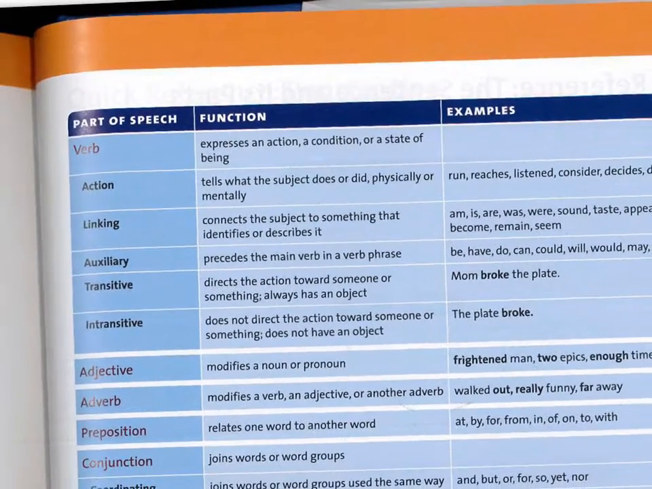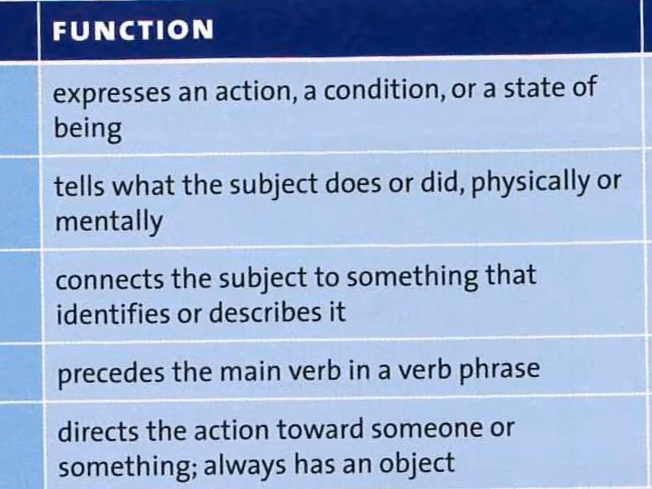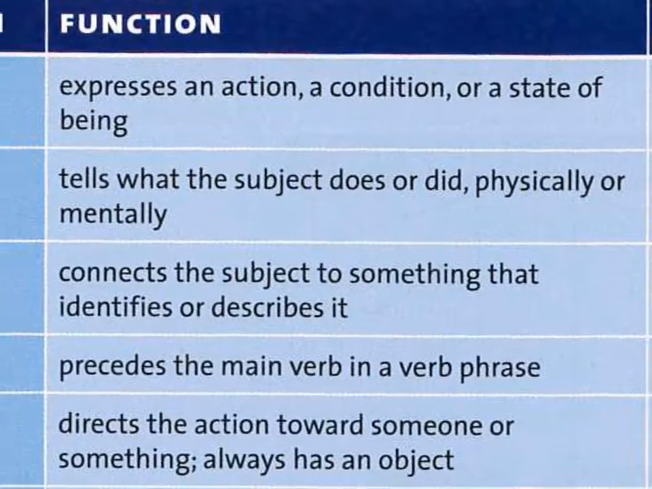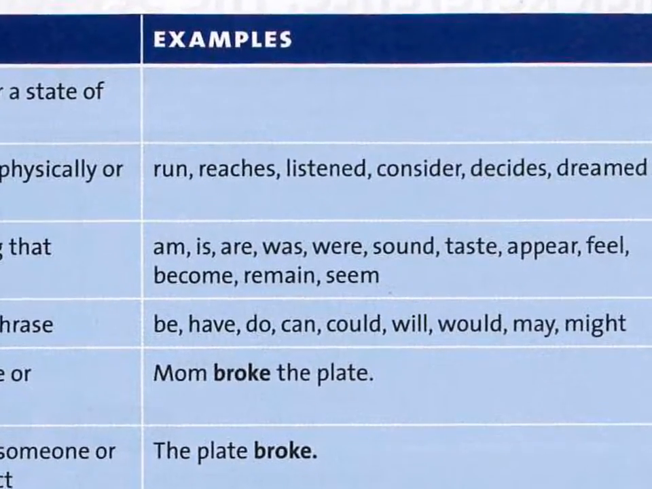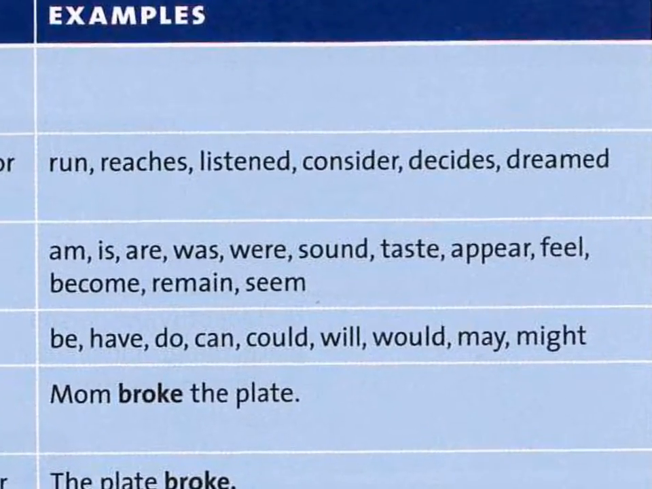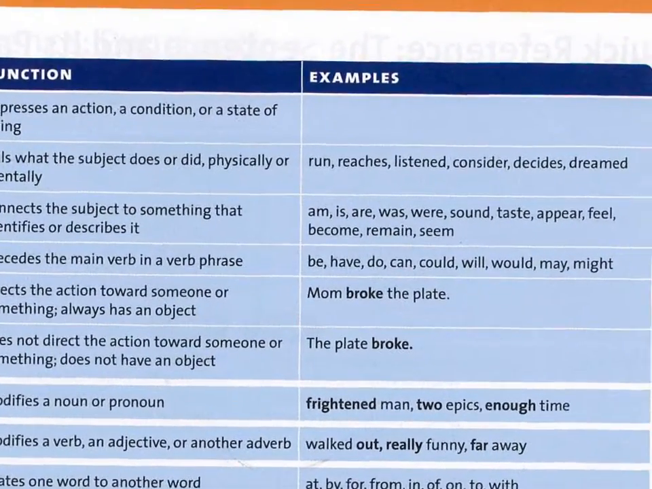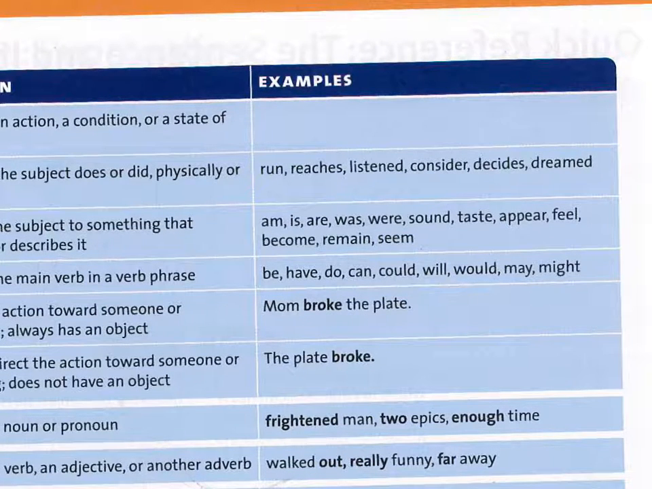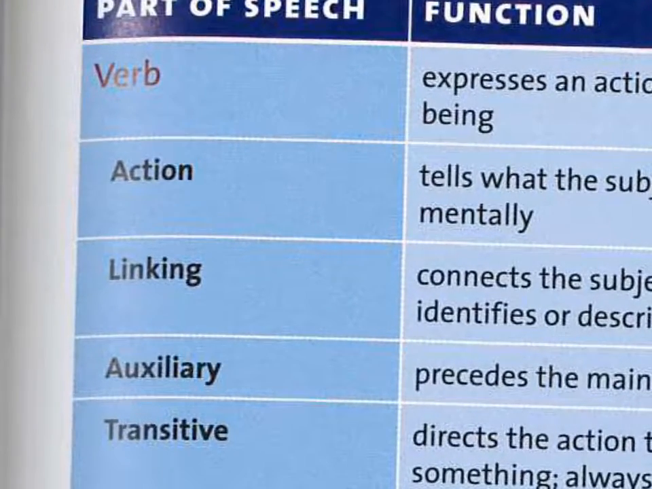So, first of all, an action verb. An action verb tells what the subject does or did, physically or mentally. He ran. She reaches. They listened. I consider. He decides. They dreamed. So some of those are physical actions and some of them are mental. Obviously, considering and deciding and dreaming are mental actions. So we have physical and mental actions. Obviously, those are called action verbs.